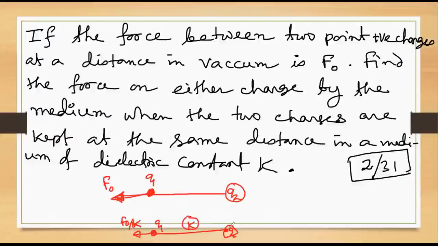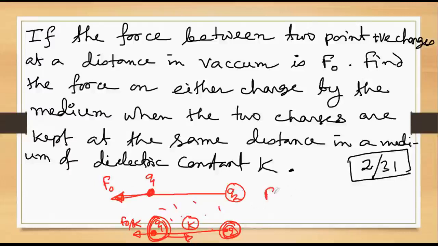But you understand that the force between Q2 and Q1 will remain the same, because the force between any two charges does not depend upon the presence of other charges in the environment. So the force between this and this still remains F0 only, but net force on Q1 becomes F0 by K. So what does it mean? It means the remaining environment, the remaining charges, pull Q1 in the right direction. Then only it will become less, F0 will become F0 by K.